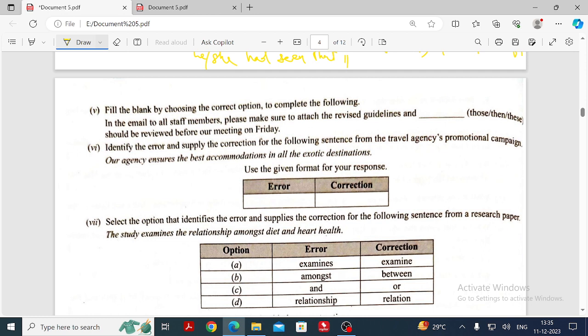Okay, and then let me get into the next question. Here, by reading itself, you will understand the meaning. In the email to all staff members, please make sure to attach the revised guidelines, and the dash should be reviewed before our meeting on Friday. Those, or then, or these.